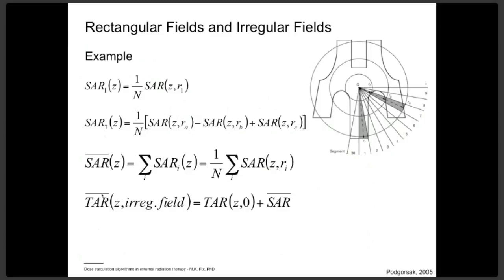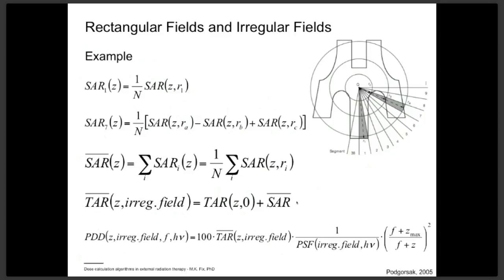and then plug this into the tissue air ratio for the depth set at the irregular field, as a contribution from the primary contribution and this averaged over these segments of the scatter air ratio. And then finally use the previously presented formula of how the tissue air ratio is related to the PTD by looking at the peak scatter factor and the according inverse square law. This method is called the Clarkson method.